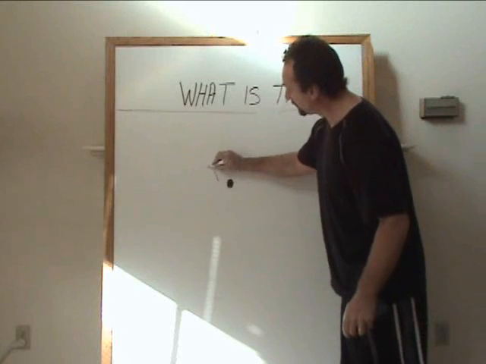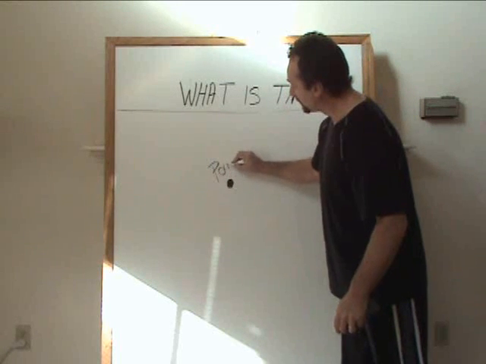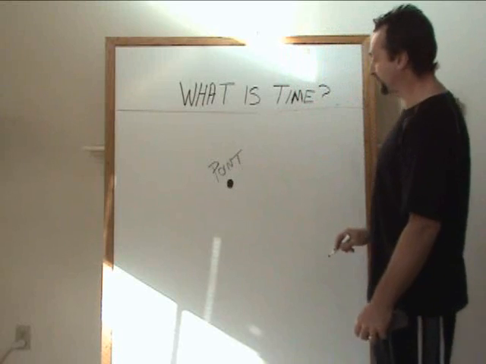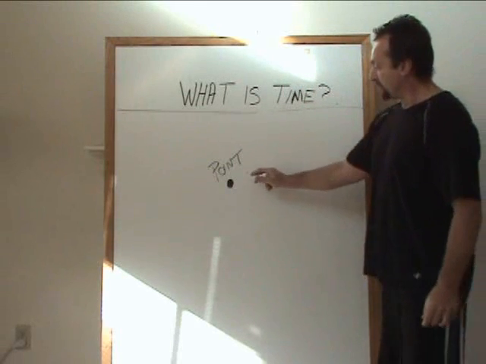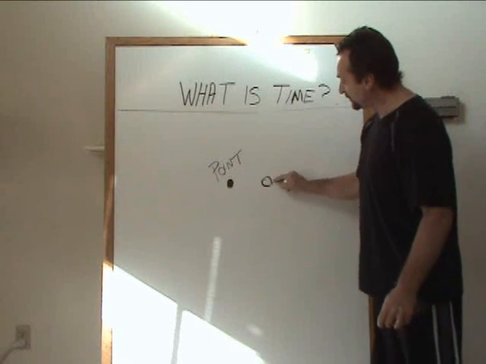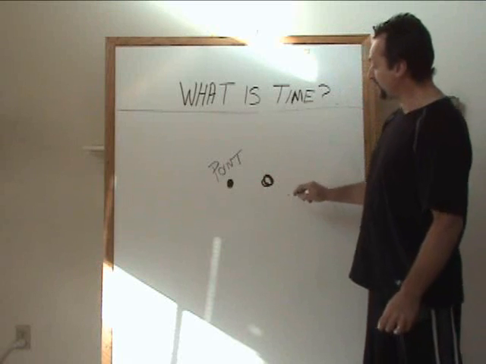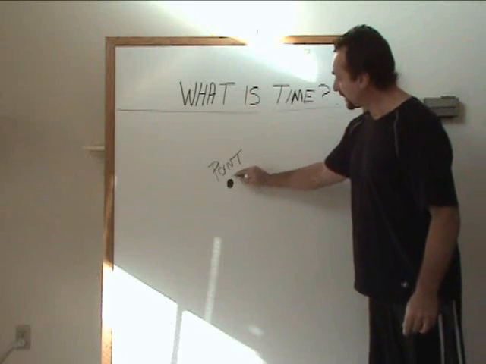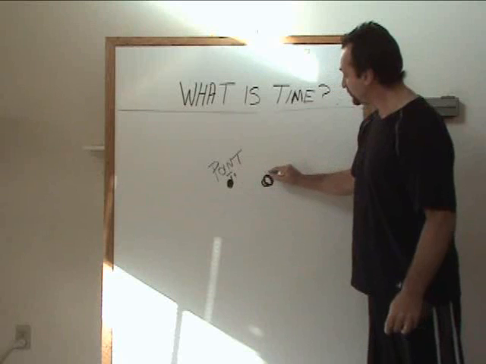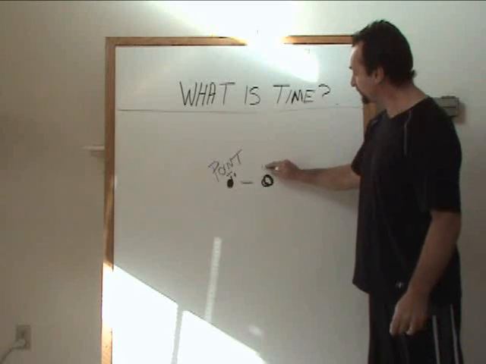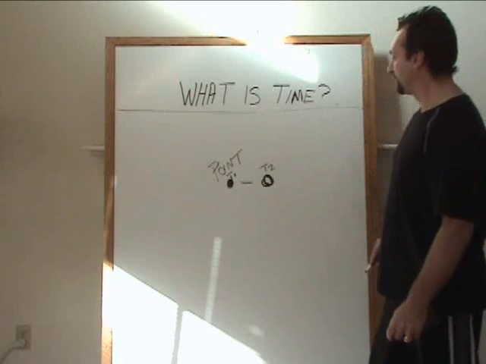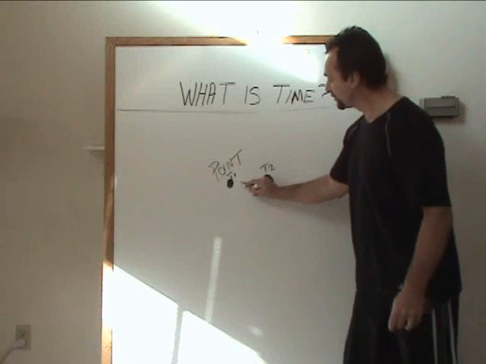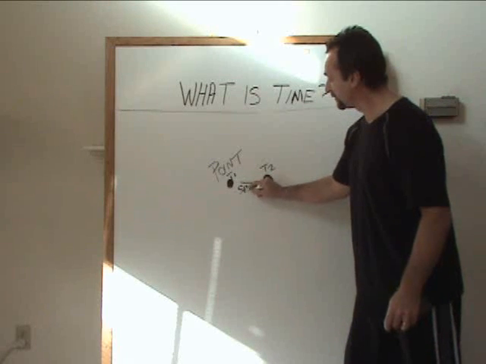Point. That's just a point. When you only have a point, it requires time, t1 through t2, in order to have space in between.